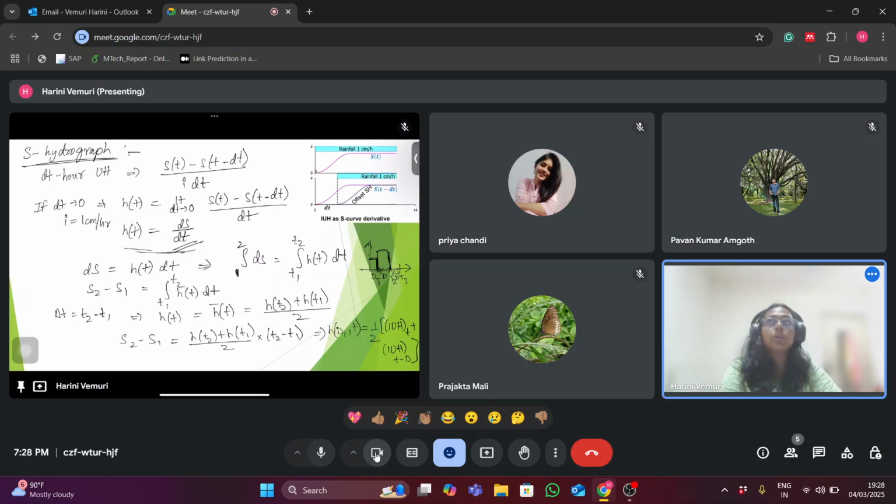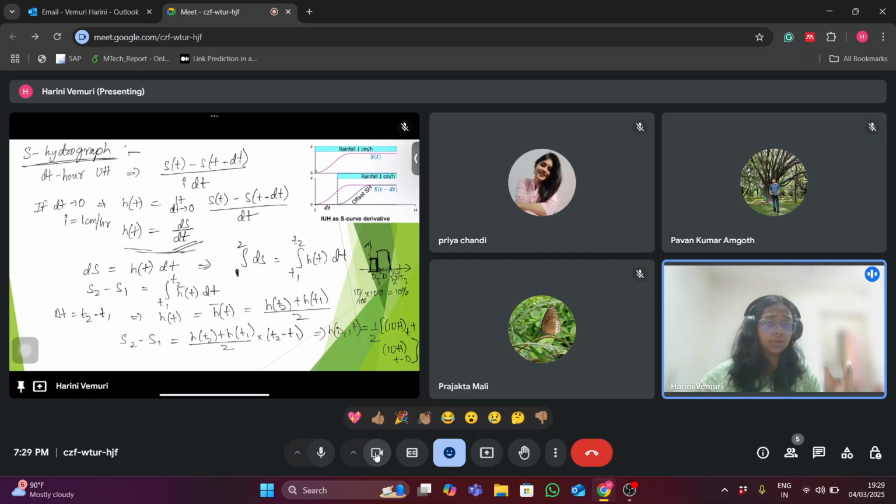Suppose the total volume of runoff is 100 meter cube per second. If 10 meter cube per second is occurring from 0 to T1 interval, that means 10 by 100 into 100. That is, 10% of the runoff volume is generated in T1 hours from 0 to T1. Similarly, from T1 to T2, we will calculate how much percentage of runoff is generated. It is based on linear theory and is useful in comparing runoff characteristics of different catchments.